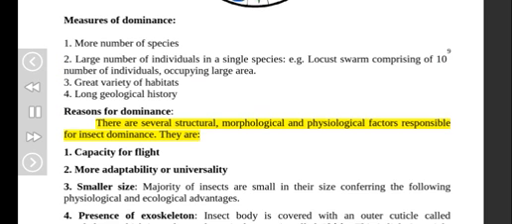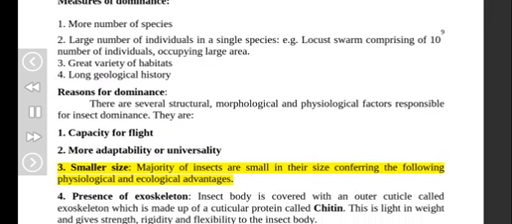Reasons for dominance. There are several structural, morphological and physiological factors responsible for insect dominance. They are: 1. Capacity for flight. 2. More adaptability or universality. 3. Smaller size. Majority of insects are small in their size, conferring the following physiological and ecological advantages.